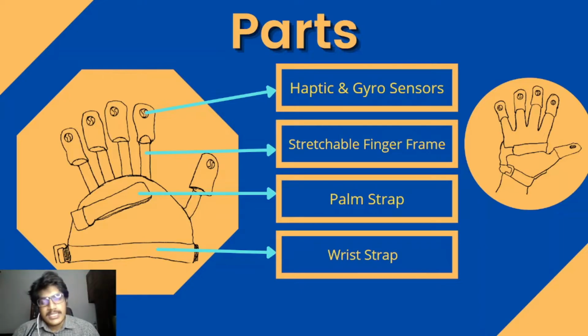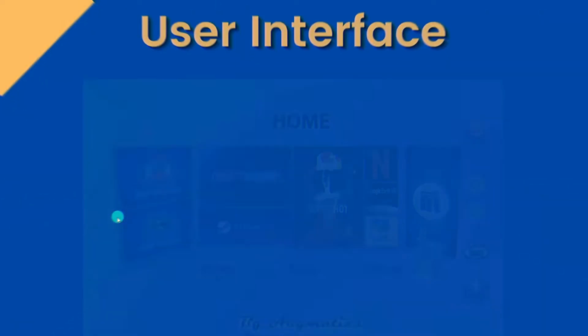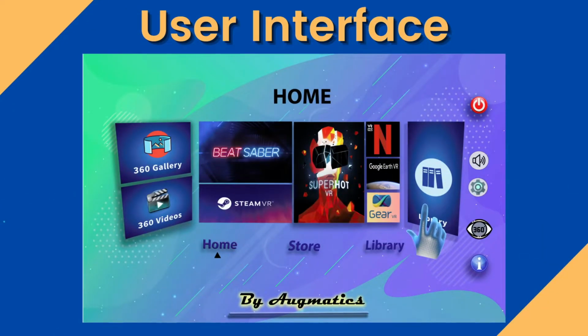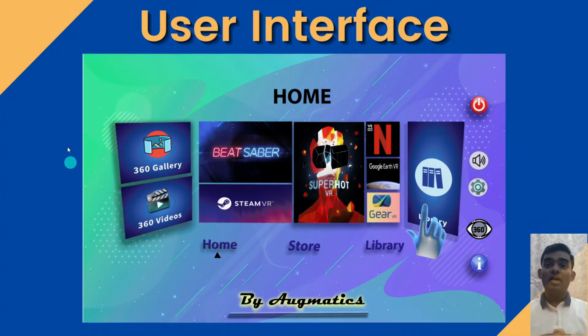So next up, my friend will talk about the interfaces of our Augmatics VR Gear itself. Hello there. I'll be talking about the user interface design and its functionality. Okay, first of all, this is the user interface design of our homepage. The homepage includes applications that are nicely ordered in a way to interact with the user easily.